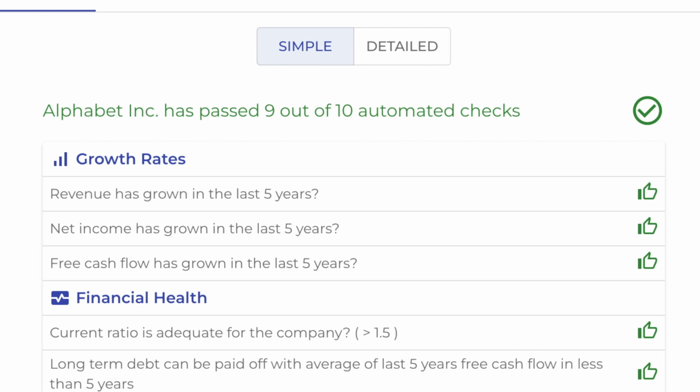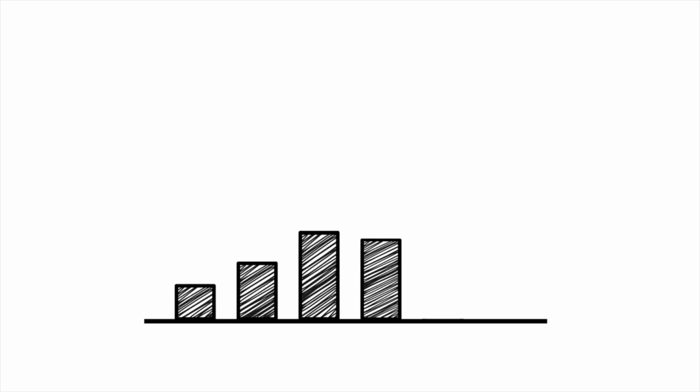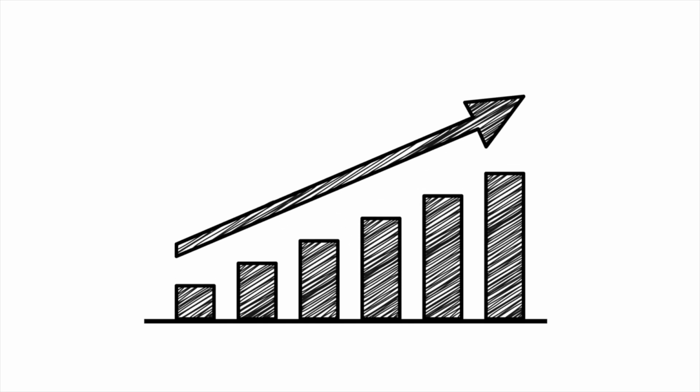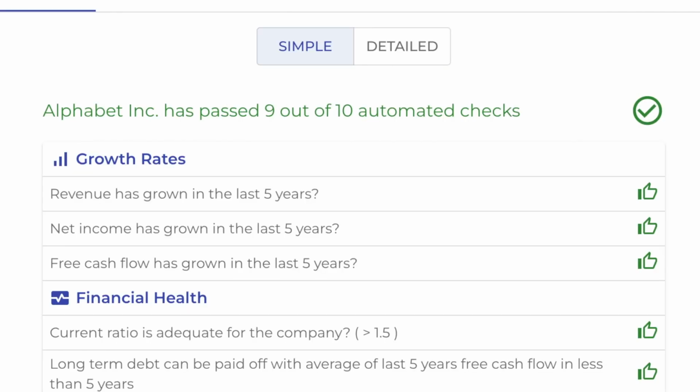We can conclude that Alphabet has been able to grow its revenue, the net income and the free cash flow in the last 5 years. So we can say that the company has been able to grow overall in the last 5 years. At this time, we do not want to get into much details like the real growth numbers and all. The idea is to quickly see if the stock has been growing in the last 5 years.